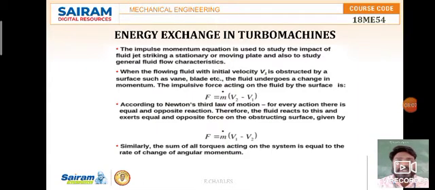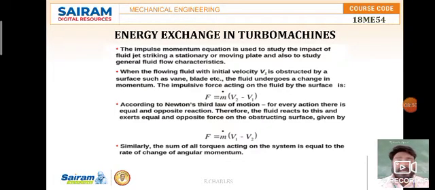So this is fluid energy exchange in turbo machines. The next point is, when the flowing fluid with initial velocity v1 is obstructed by a surface such as a vane or blade, the fluid undergoes a change in momentum. The impulsive force acting on the fluid by the surface is F equals m dot times (v2 minus v1). So the fluid flows with initial velocity v1, and there will be a sudden obstruction, that is the blade or vane. By the surface, the fluid undergoes a change in momentum.